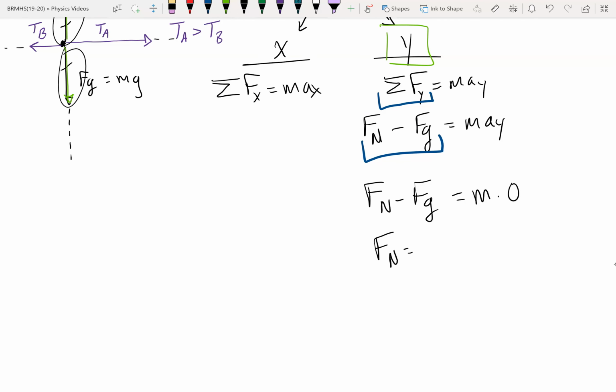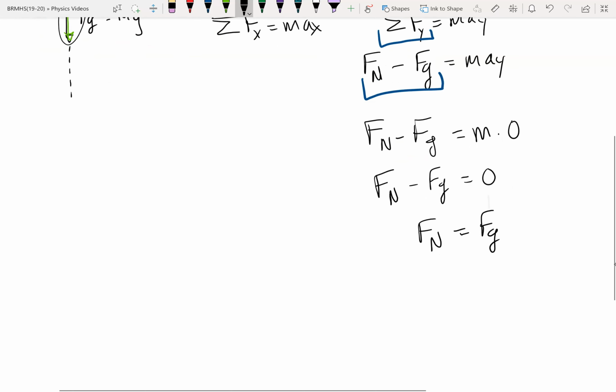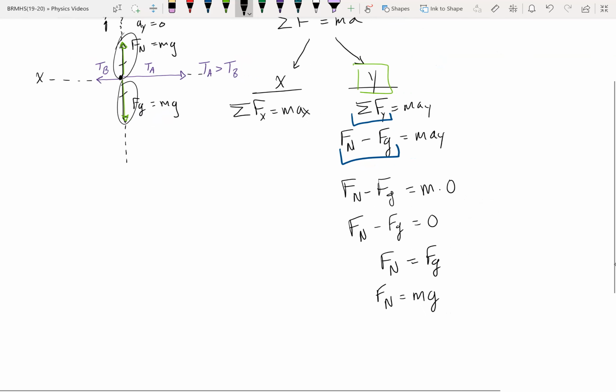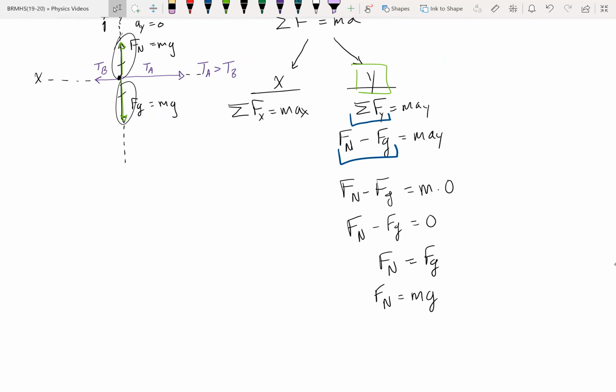So normal force minus Fg equals mass times 0, which is 0. And so then we say normal force equals Fg. And then you could go on to substitute whatever the mass of the thing is. It happens just to be m times little g. That's Fg. So there's us showing the full thing for F equals ma in the y direction.